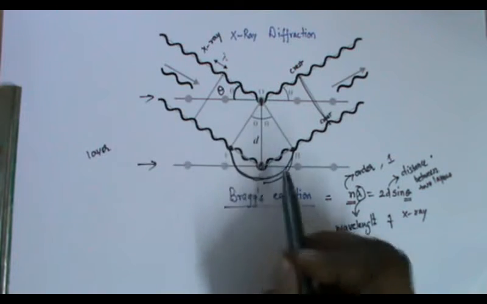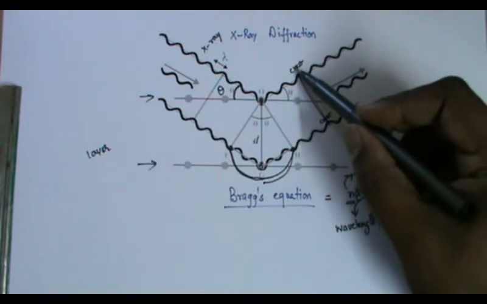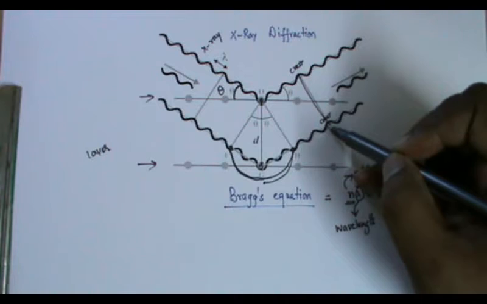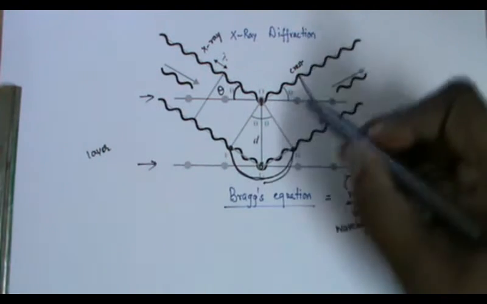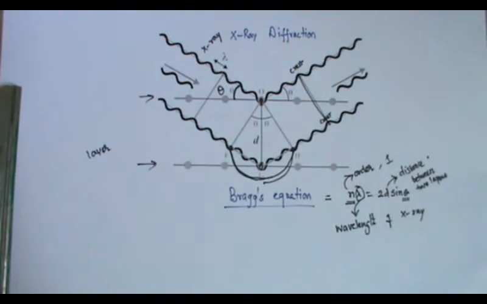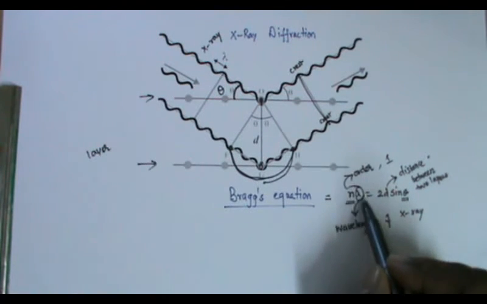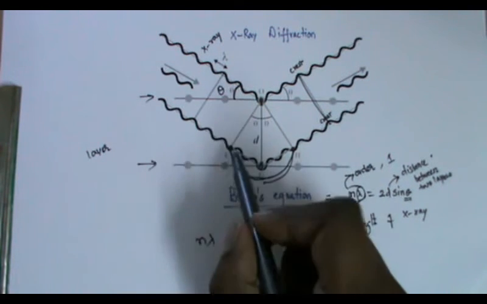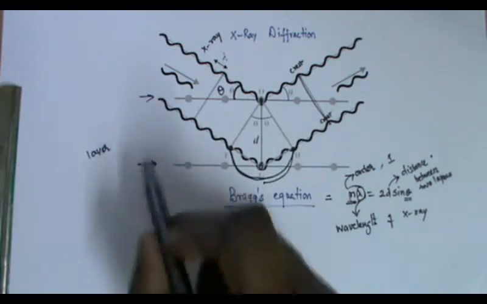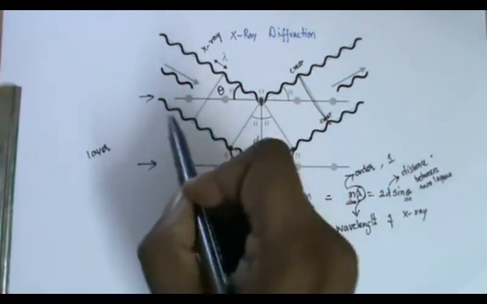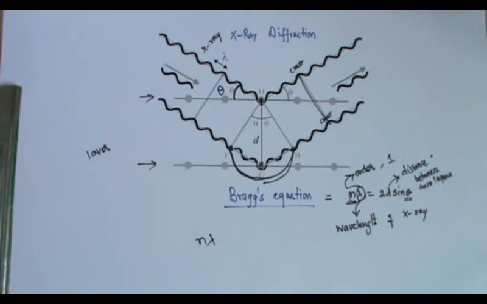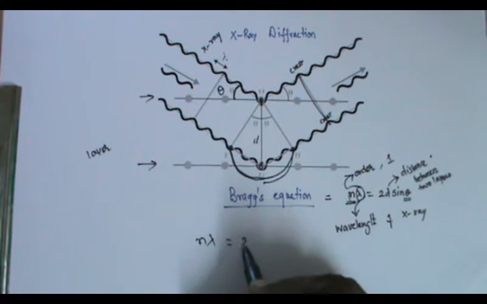If it is not multiples of lambda, then instead of this crest, you may get trough. So it may not match. If it matches, then only it will get diffracted. So I consider the distance between these two is n lambda, that is whatever I have given. N lambda is the extra distance traveled by the second ray, not the first one, this one. Now what will be the distance? So it is nothing but 2d sine theta.